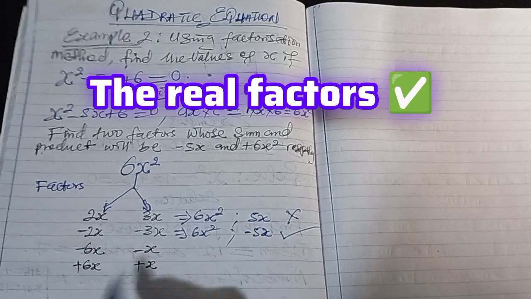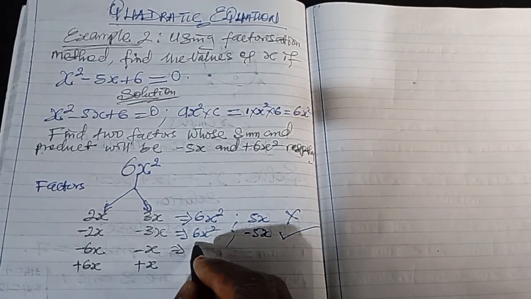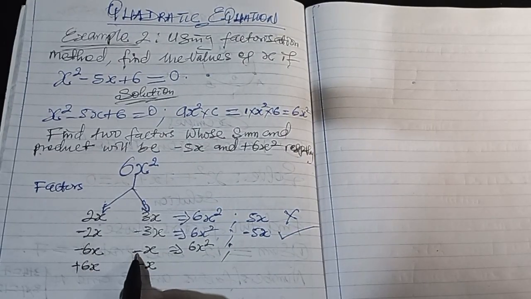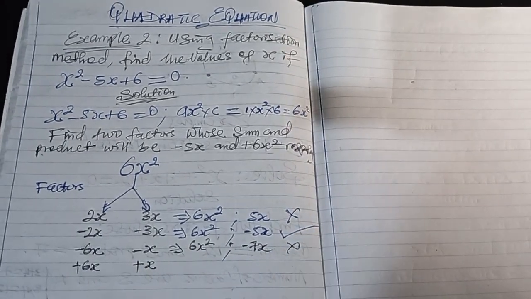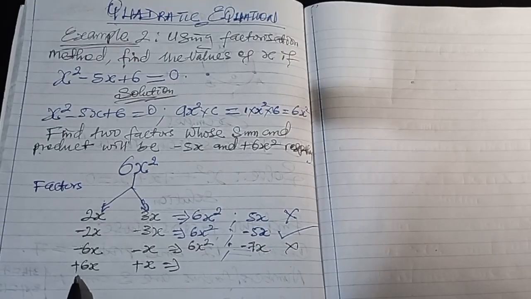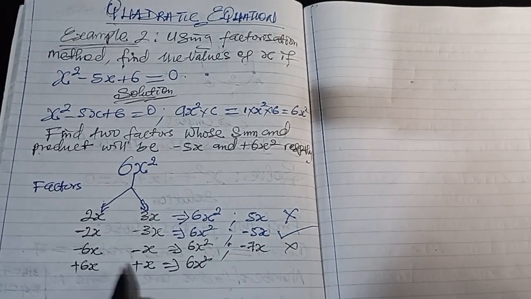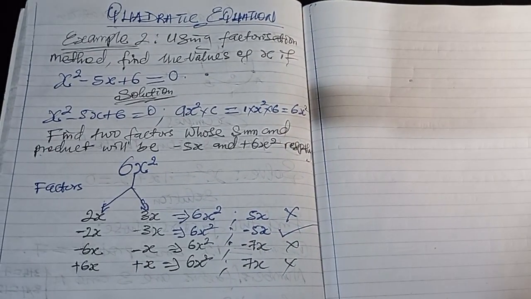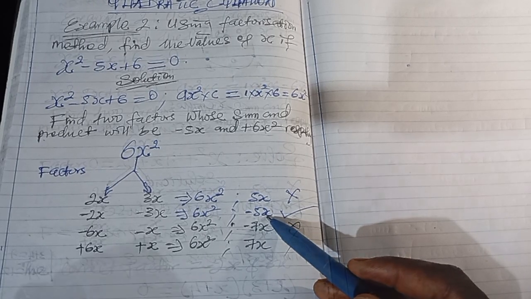Good. Let's check this also. Minus 6x multiplied by minus x, you still have positive 6x squared. Then minus 6x plus minus x, we are going to have minus 7x. So we are not going to use this. Similarly, positive 6x multiplied by x, you have 6x squared. Then 6x plus x, you have 7x. So we are not going to use this. Only this is the correct factor that we are going to use.